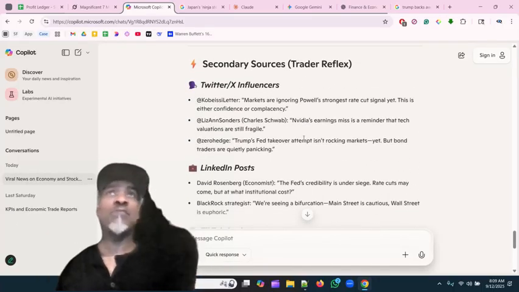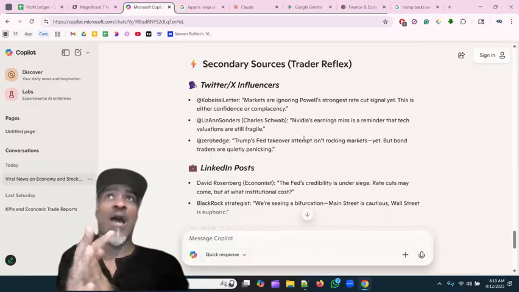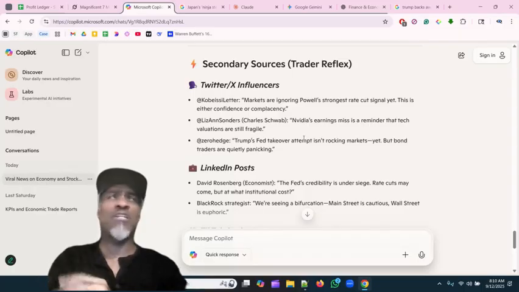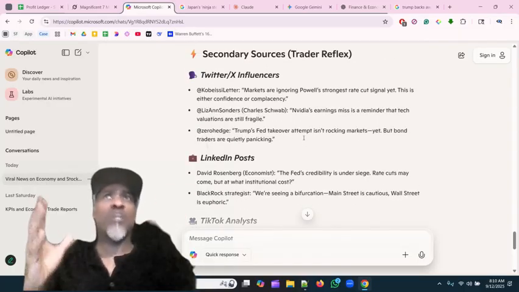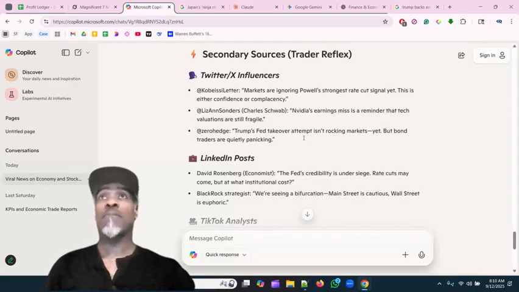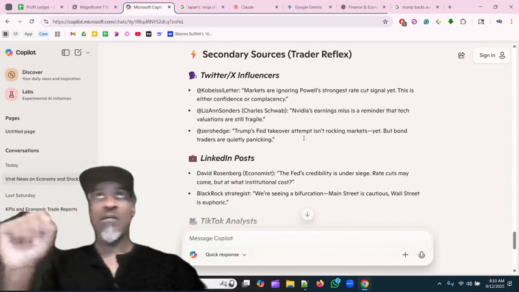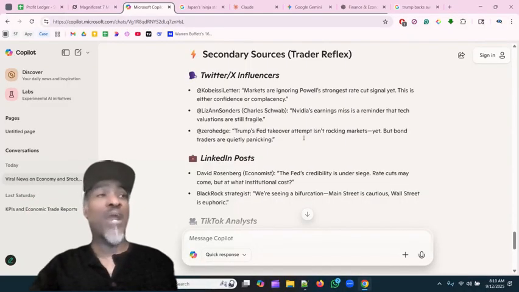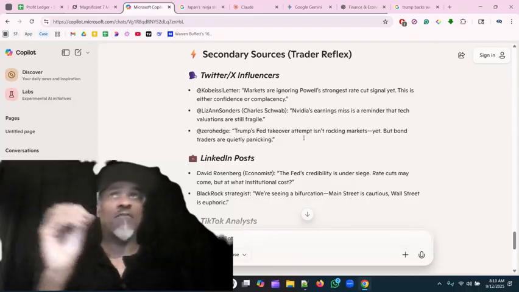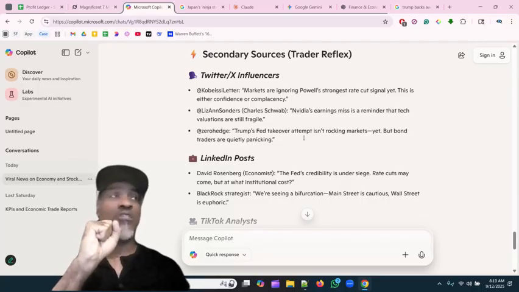So now we see the reaction of the social media, which is where we find the sentiment. Markets are ignoring Powell's strongest rate cut signal yet. This is either confidence or complacency. This is very redundant on what we already did, but they're still going with the same echoes, the same bearish sentiment, trying to get people to not recognize the bullish sentiment of the markets. Charles Schwab, NVIDIA's earnings miss is a reminder that tech valuations are still fragile.